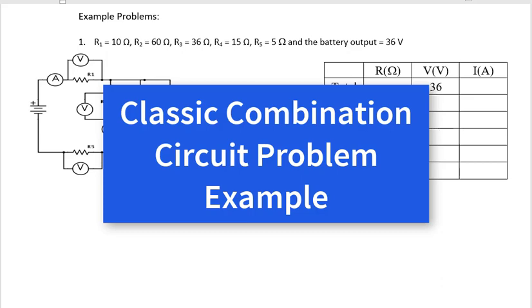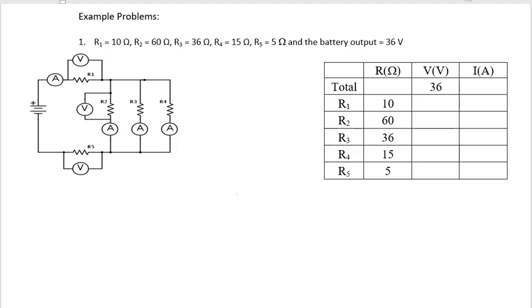Let's go through an example problem for combination circuits. We have a combination circuit here where resistors R1 and R5 are in series with the battery. And then we have resistors R2, R3, and R4 in parallel.